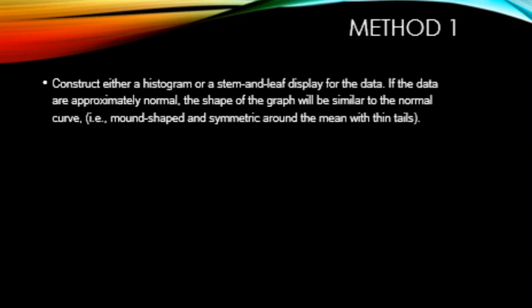Okay, so there are three methods that we will discuss here. The first method is the simplest one, and obviously we have discussed this earlier, is to make a graph using the data. So we can either construct a histogram or a stem and leaf plot for the data. And if the shape is approximately normal, if it's approximately mound shape and symmetric, then we would consider that data to be normally distributed.